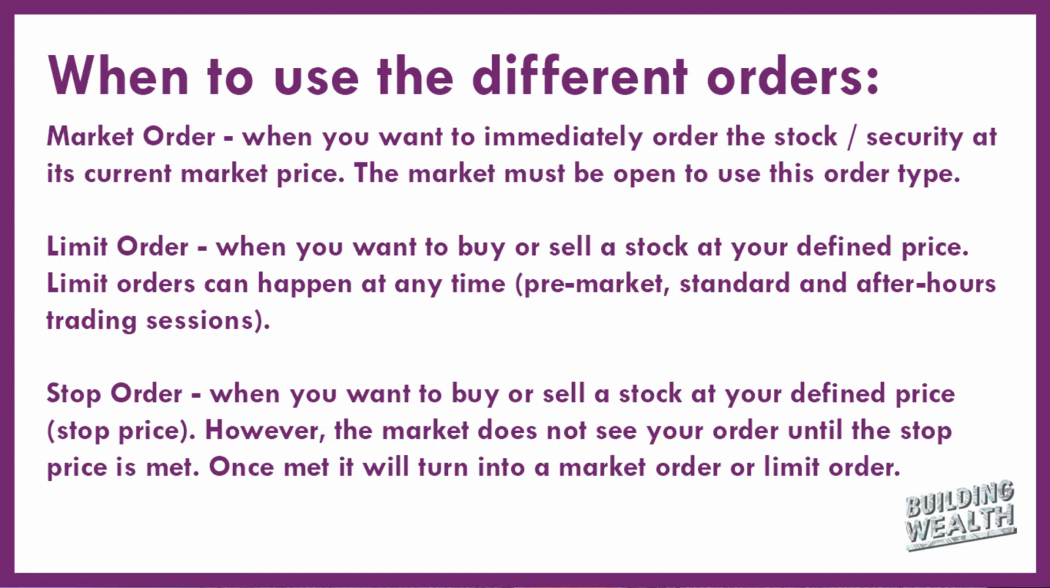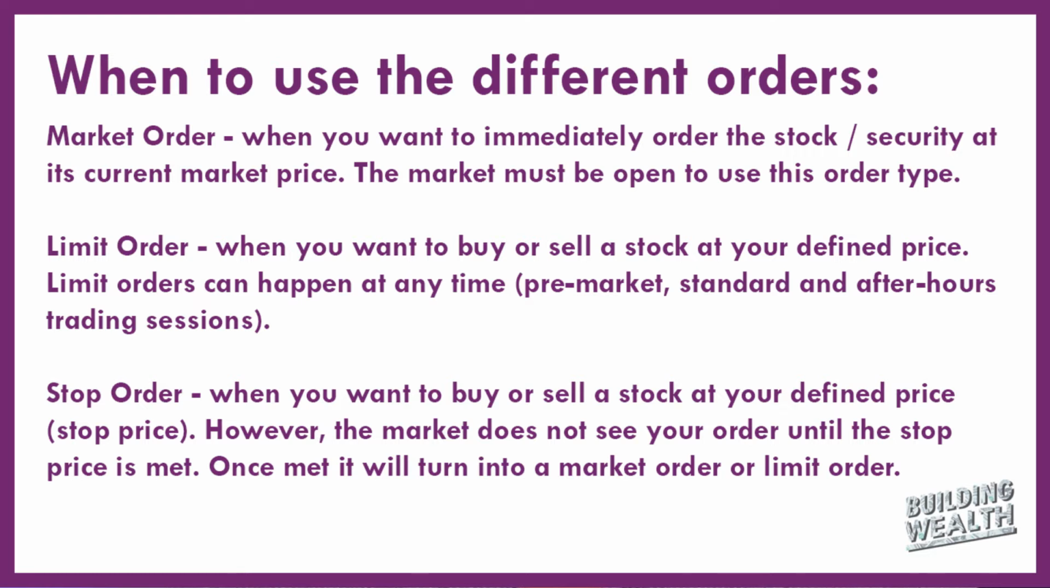Alright, so what are the instances where you want to use one of these three orders? Well, the first one, a market order, is an order type that you want to use if you want to get the stock immediately. This is one where you don't want to wait for the best price, you just want the stock now. Another thing to remember is that a market order is one that can only be placed when the market's open.